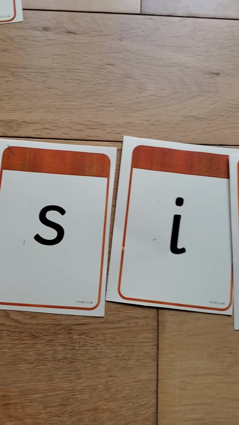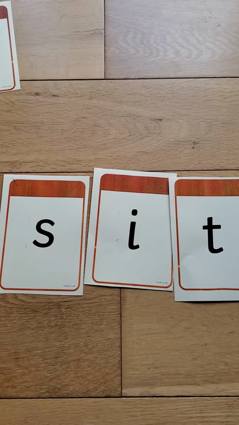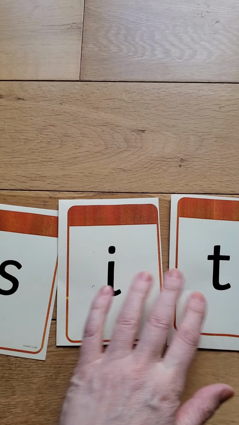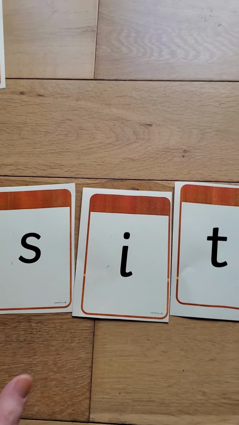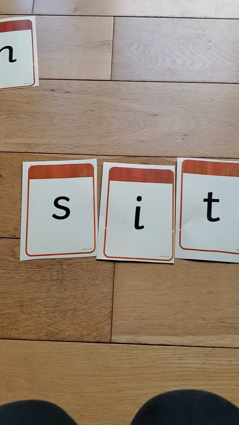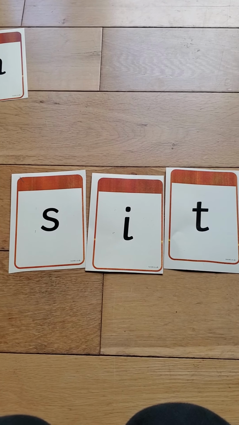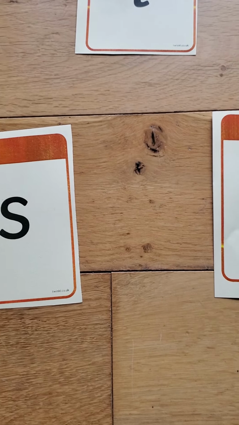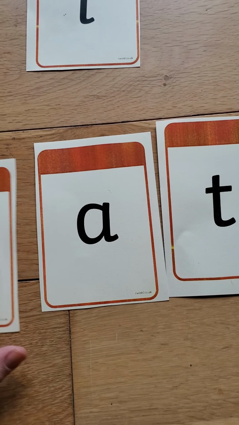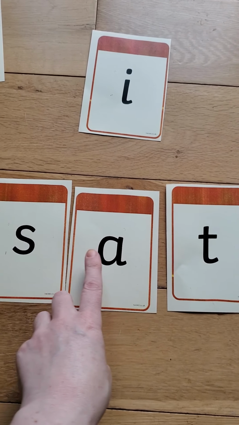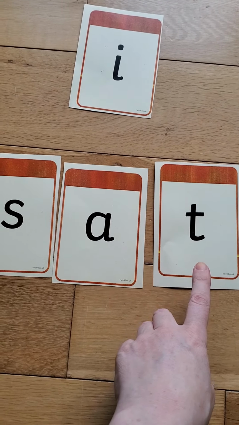Okay, are you ready? Sit. S-it. Okay, now I want you to change 1 letter and make the word sat. I sat down yesterday. Sat. So you take the I out, you put the A in. The other letters stay the same. Sat. S-a-t. Sat. Very good.